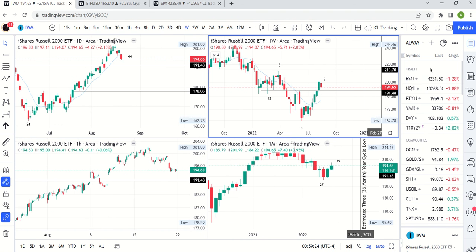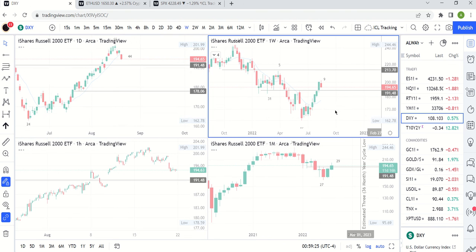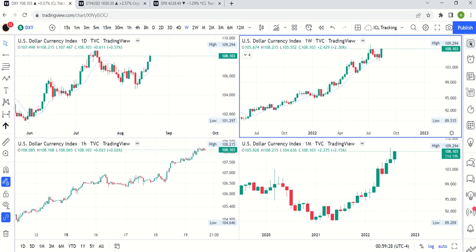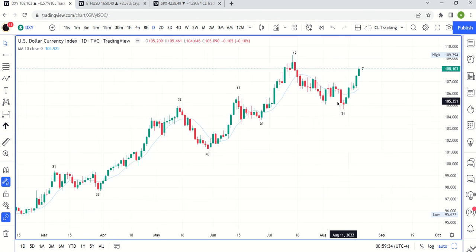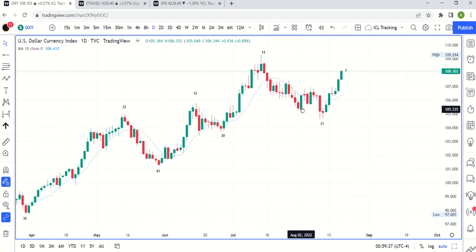The last thing I'll look at really quickly is the dollar, because that tends to impact things. It tends to move inversely, right? For the dollar, it originally looked like this was your daily cycle low, but then we had this back test that failed. In some ways, it almost doesn't matter. I've revised this to make this your daily cycle low here on day 31. So this would put us at day 7.